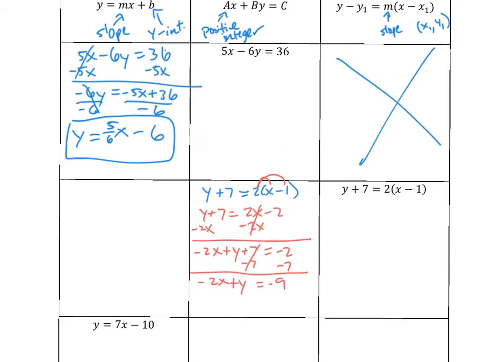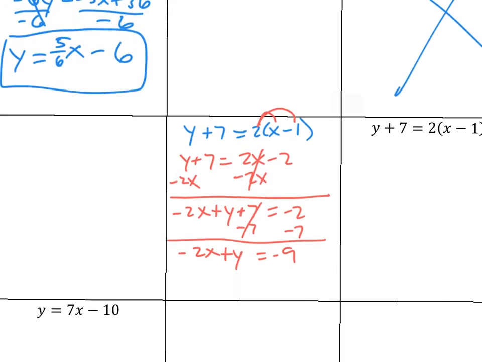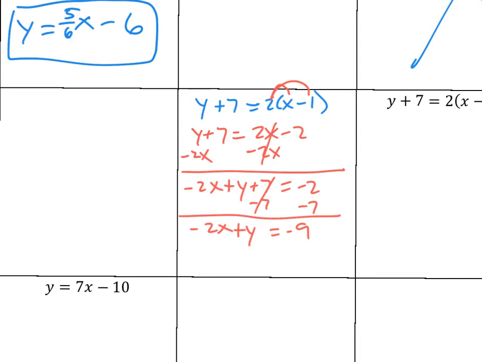Now the last thing I said about standard form is that a has to be a positive integer. Right now we have a negative sign in front of our a value, so we are going to multiply this whole equation by negative 1 to get rid of that negative sign. So then we'll end up with 2x. Negative 1 times y will give us negative y is equal to negative 9 times negative 1 will be a positive 9. And now we have our equation in standard form.